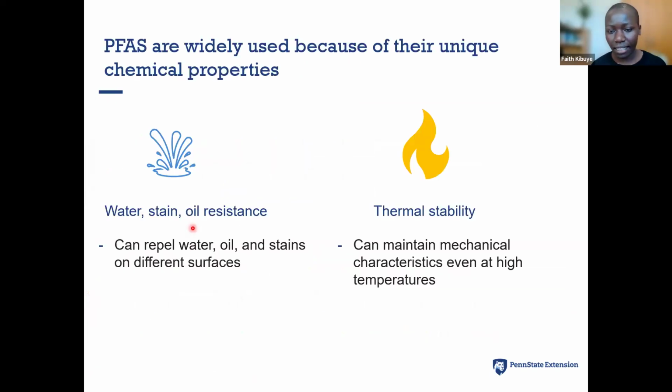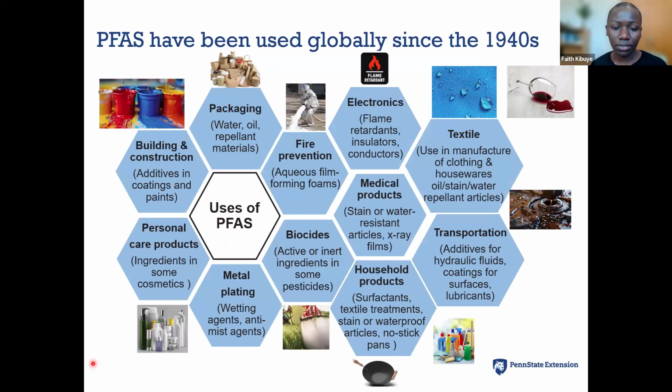And so I mentioned earlier that the characteristics of the PFAS compounds are very unique. They are used to provide different properties to the individual PFAS. Some of those properties include the ability to repel water, oil, and stains on different surfaces. And then some of them also have what is known as thermal stability, meaning they have the ability to maintain their mechanical characteristics even at high temperatures. There are a variety of PFAS, but they've been used for a very long time.